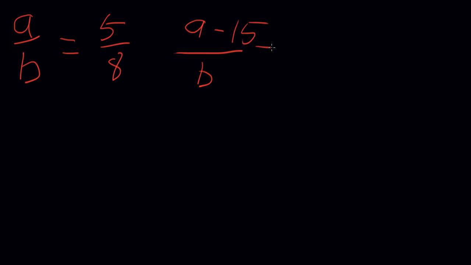The reason why is very simple because O looks a lot like 0. So rather than have any confusion, I'm just going to call it B. And the ratio that's given, the solutions that are shown come out to A over B equals 5/8 and A minus 15 over B is 1/4. Okay.